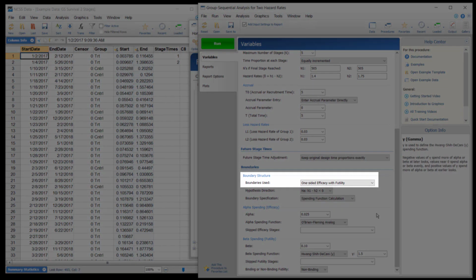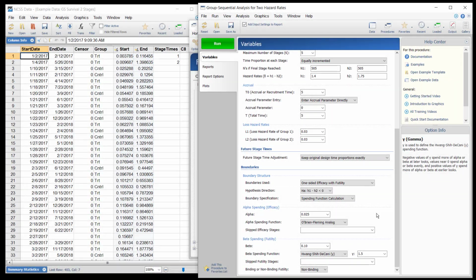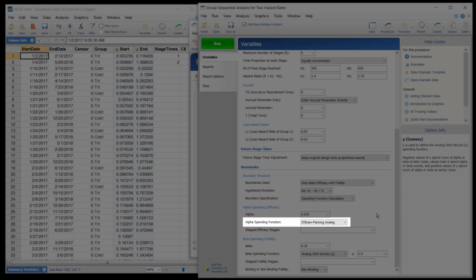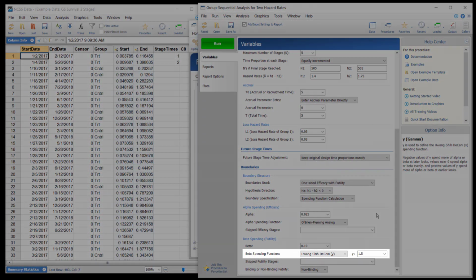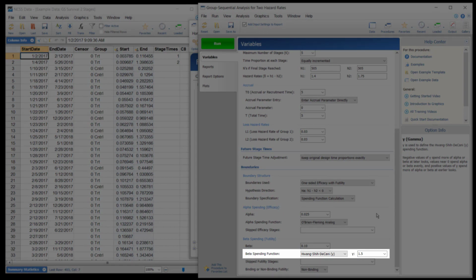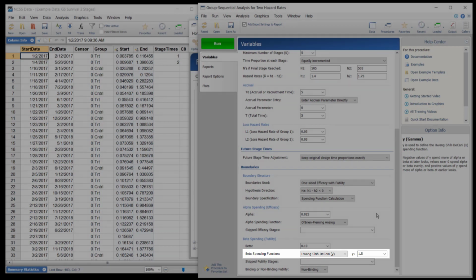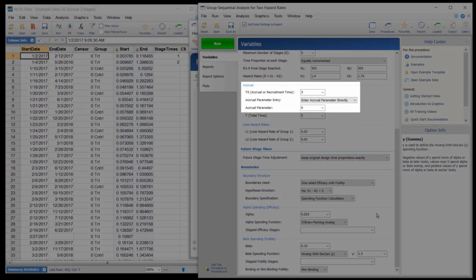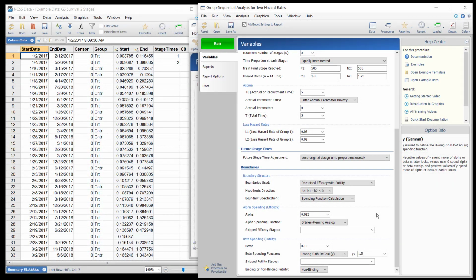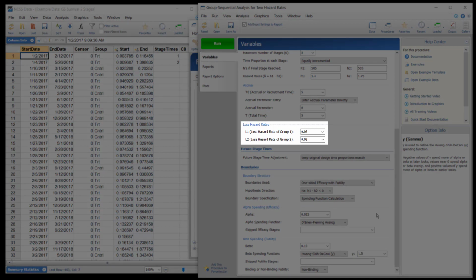Both efficacy and non-binding futility boundaries are implemented. The efficacy spending function used is the O'Brien-Fleming analog. The gamma-beta spending function with gamma parameter 1.5 is used for futility. Accrual is intended to be steady over the 5-year period of the study. Loss hazard rates of 0.03 for both groups are anticipated.